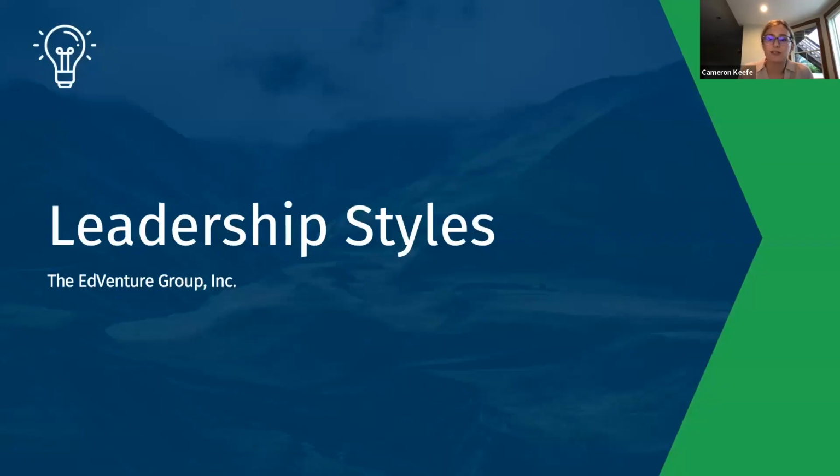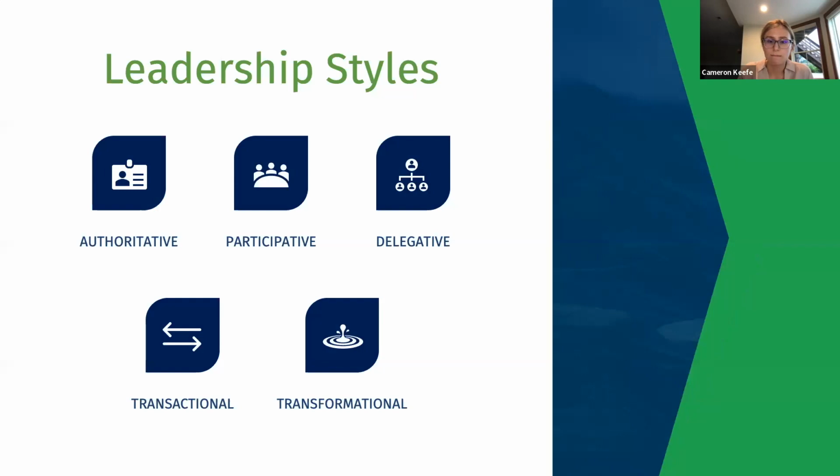Now we will be focusing on different leadership styles, and then identifying our own leadership style. As a teacher, leading by example is an excellent way to show students the importance and influence of effective leadership skills. The 5 leadership styles we will be identifying today include authoritative, participative, delegative, transactional, and transformational.